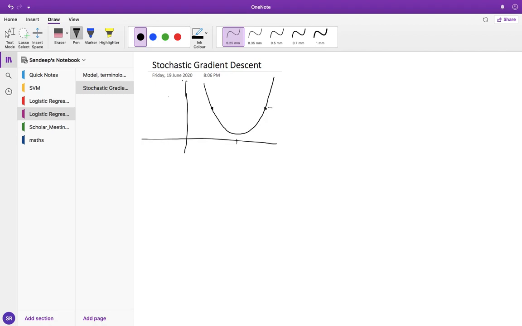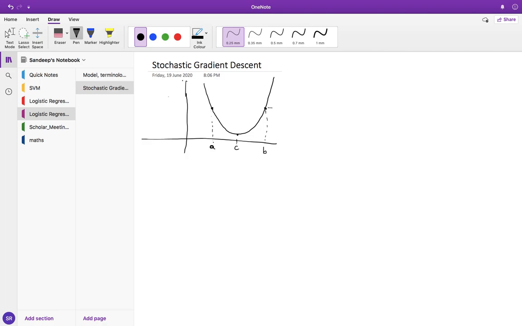Okay. Say this point is A. Say this point is B, okay, and say the optimum, or the point at which the minimum is, is C. So this is a nice parabolic function. So the stochastic gradient descent algorithm works in the following way.